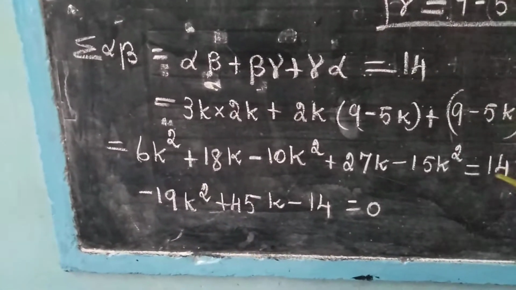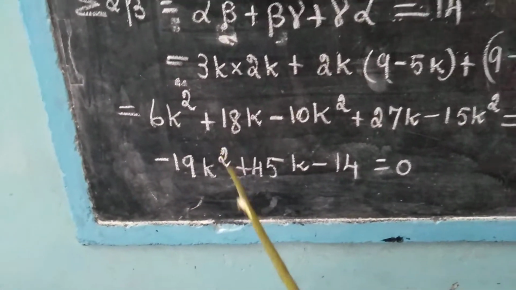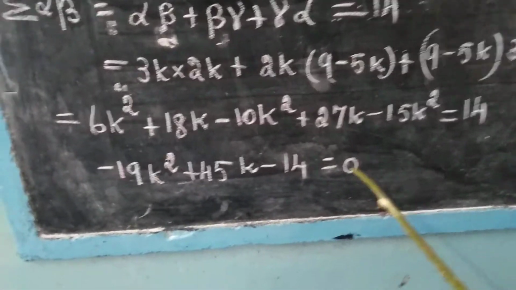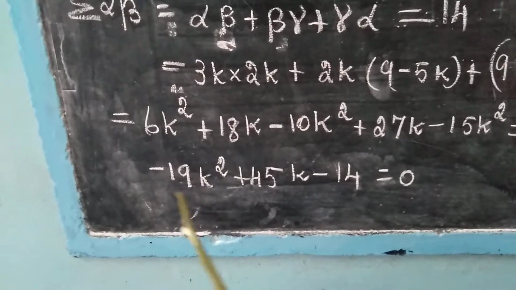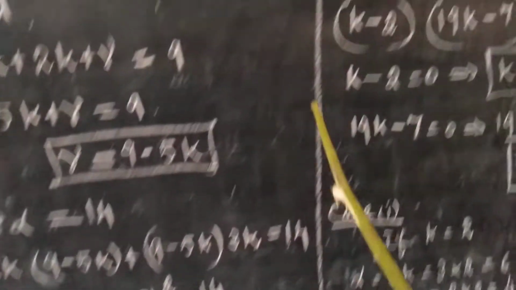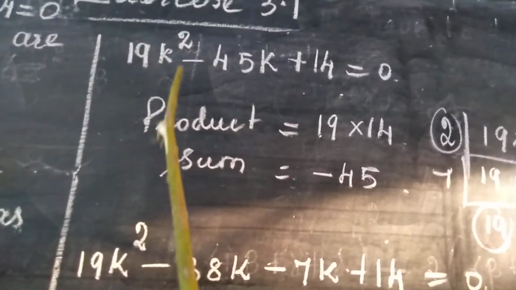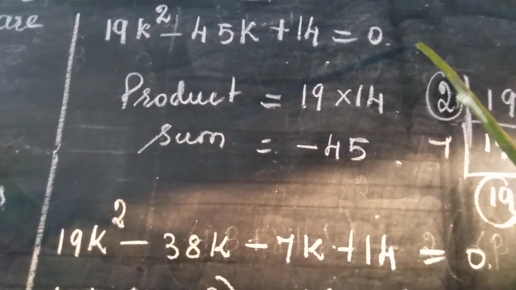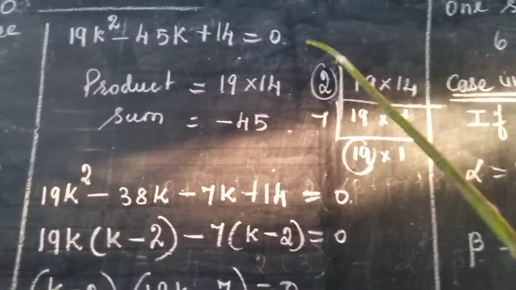From here, if you collect the like terms we get minus 19k square plus 45k minus 14 is equal to 0. Here k square, the leading term, should not have the negative sign, so we change the sign of the whole equation. Now this becomes 19k square minus 45k plus 14 is equal to 0. Now this is a quadratic equation. We are going to find the factors for this one.